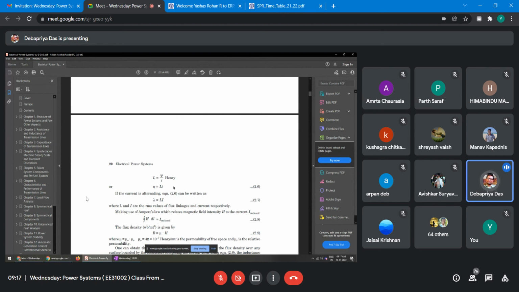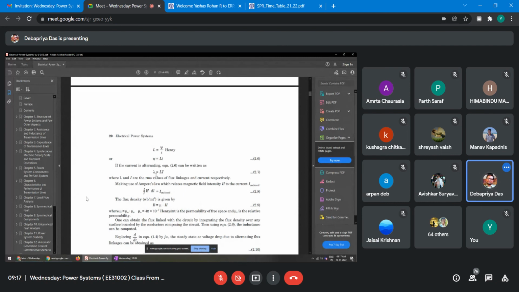This is also known to you, but now we'll change some terminology. If it is alternating current, then we write the flux linkage as lambda. Lambda is equal to L into I, where I is the AC current and lambda is the flux linkage. Instead of small i, we are just putting capital I. Instead of psi, we are putting lambda is equal to LI, right?